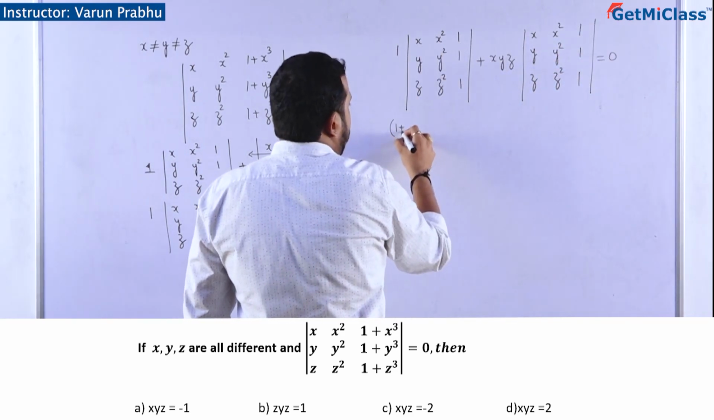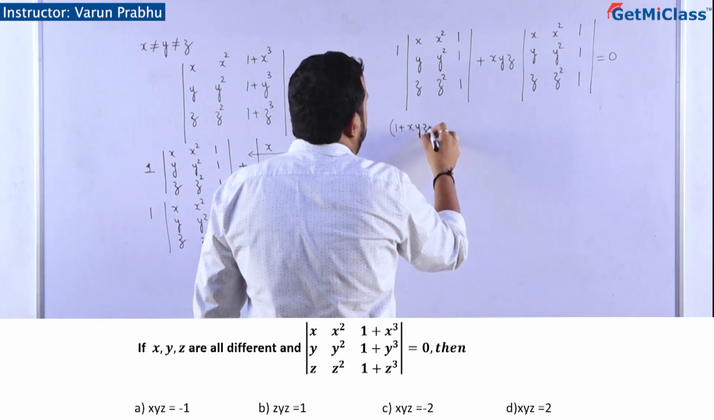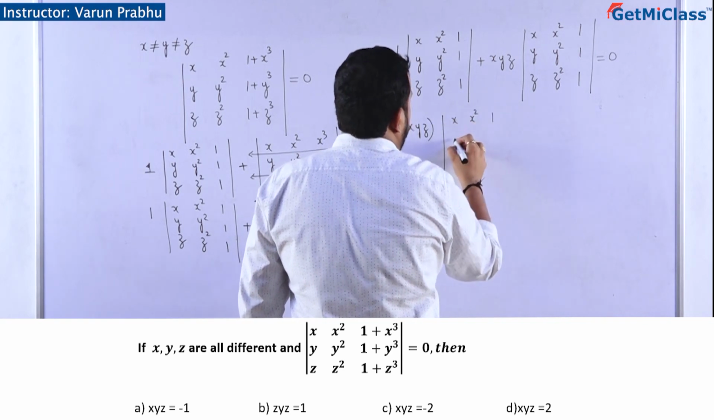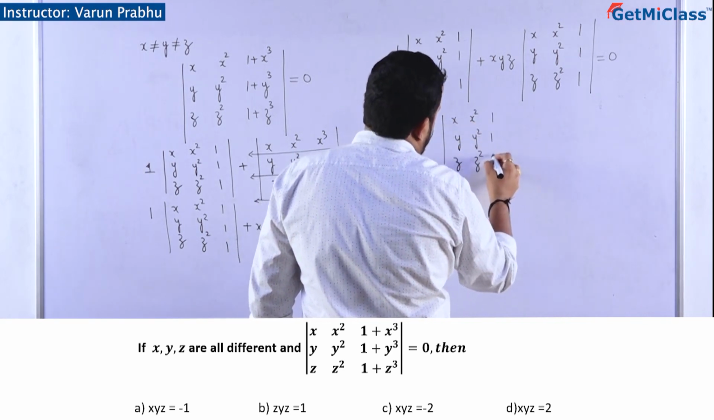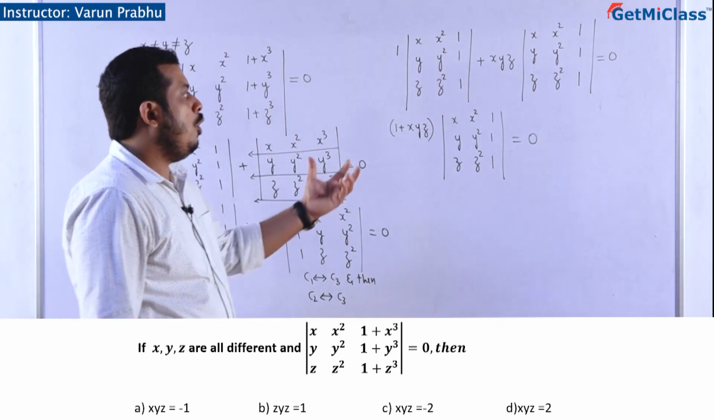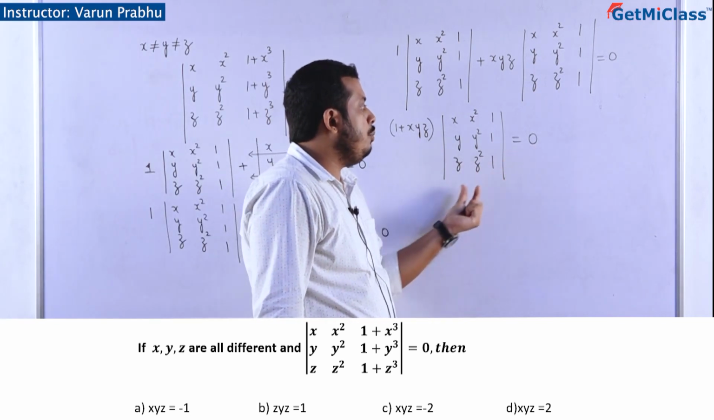So what we'll do, we can take out the determinant common. So I'll be left with 1 plus x, y, z into determinant of x, x square, 1, y, y square, 1, and z, z square, 1. This part will become equal to 0. Now from the competitive exams point, I'll tell you, see, there are two parts which are contributing to make the value 0.